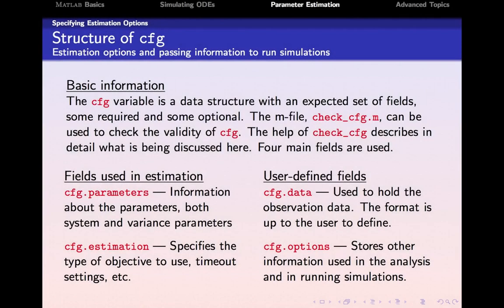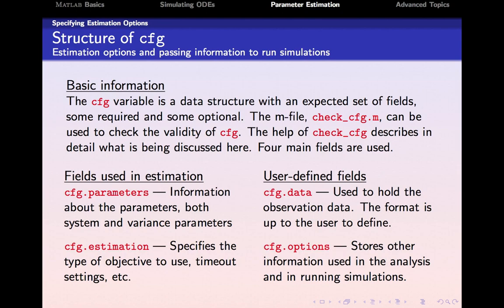I said before that we have this variable called CFG. CFG is a data structure, and CFG has an expected set of fields. Some of these are going to be required, and some of them are going to be optional. I understand that once you first get started with MATLAB, it may be confusing to understand these things.